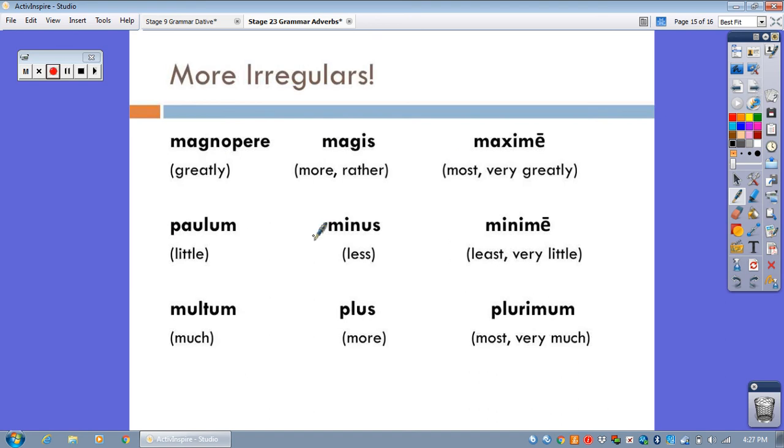Same with these irregulars. From magnus, the adjective meaning great, the adverbs are magnopere, greatly; magis, more or rather; and maxime, most or very greatly. From paulus, which means small or a little bit, we get paulum, meaning little; minus, meaning less; and minime, the least or very little. And finally, from multus, meaning much, the adverbs are multum, meaning much; plus, meaning more; and plurimum, meaning most or very much.